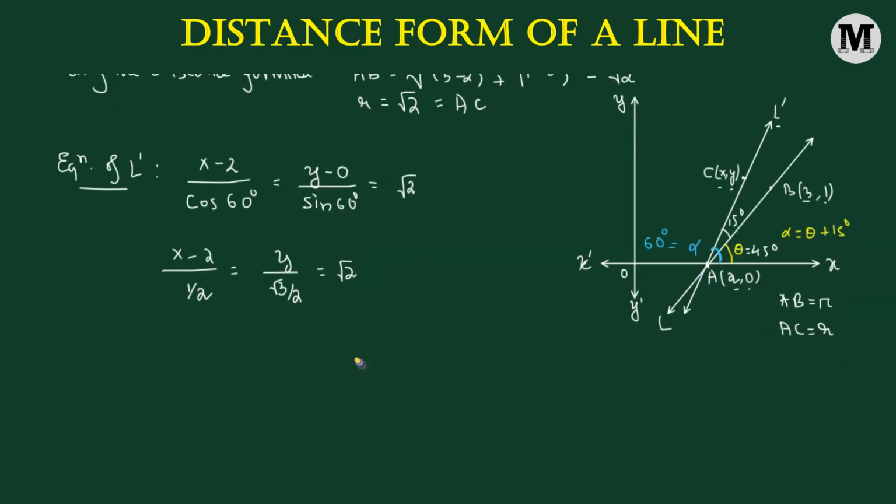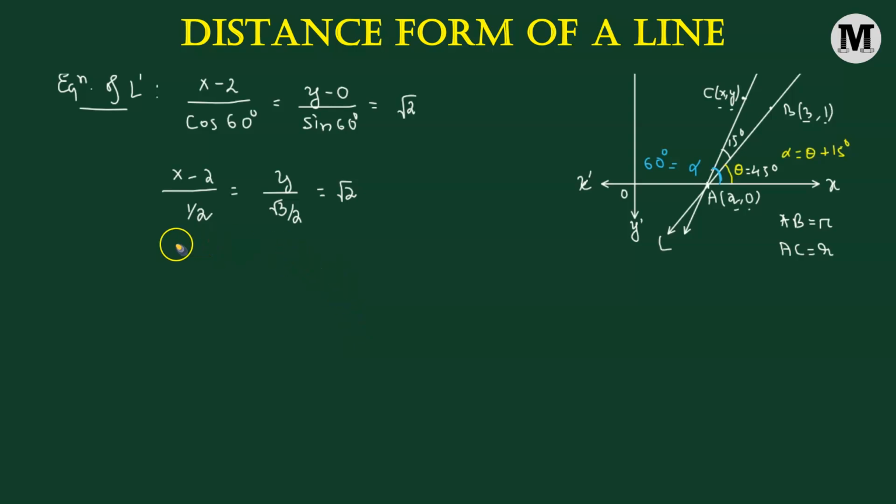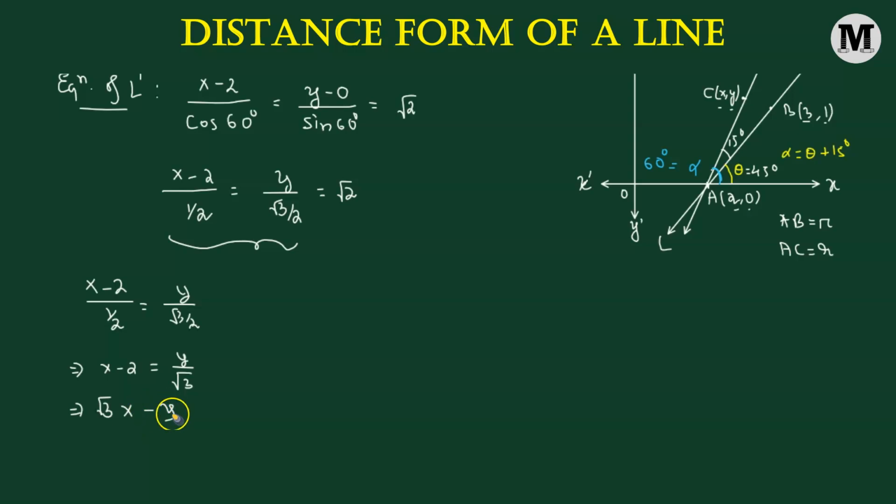Fine. Now, if we want to find the equation of the line, we only have to consider the first two parts of the ratio. So x minus 2 divided by 1/2 equals y over square root of 3 over 2. Solving this, we get x minus 2 equals y over square root of 3. Let's multiply throughout with square root of 3. So we get square root of 3 x minus y equals 2 times square root of 3. So this is the equation of the line L prime. We've obtained the equation of the line L prime.